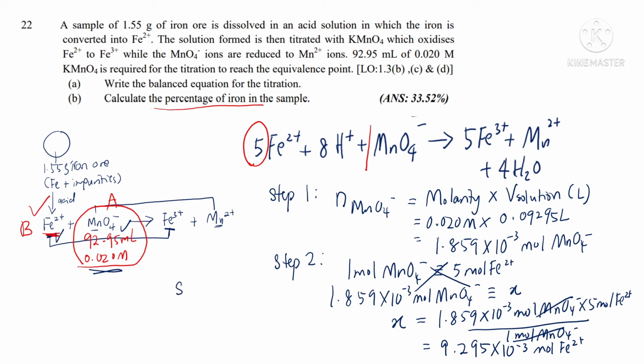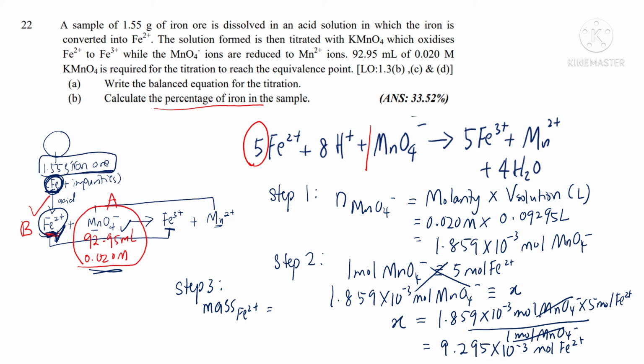And in step number 3, we want to calculate the mass of Fe2+ ion. So why do we want to calculate the mass of Fe2+ ion? Basically, the mass of the Fe2+ ion represents the mass of the iron inside this iron ore, because only the pure iron in the iron ore will be converted to iron 2+ ion to react with permanganate ion. Therefore, by calculating the mass of Fe2+ ion that reacts with the permanganate ion, we can get the mass of iron that is actually present in this iron ore.